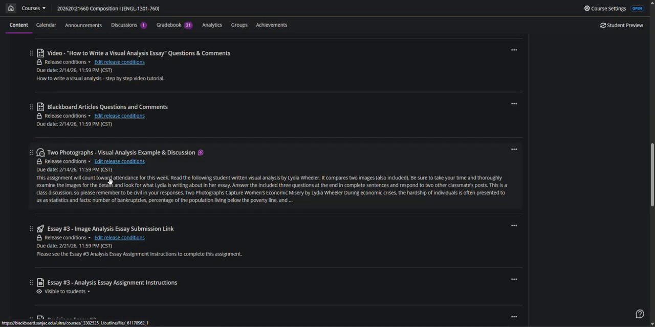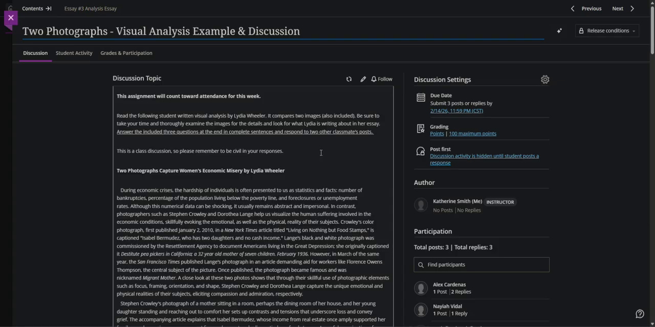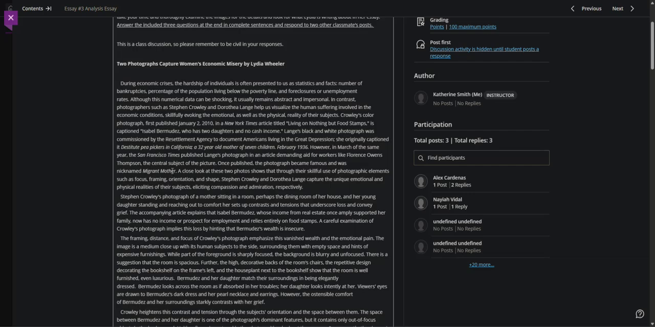Finally, last but not least, our last assignment for the week is called 2 photographs. Now, some of you, I believe, have actually already done this assignment. It's a discussion board. It was somehow open at the beginning of the course and it shouldn't have been, so it's been closed back up until now. So this one is a little bit more involved and it is a discussion board because I do want you guys to talk about it.